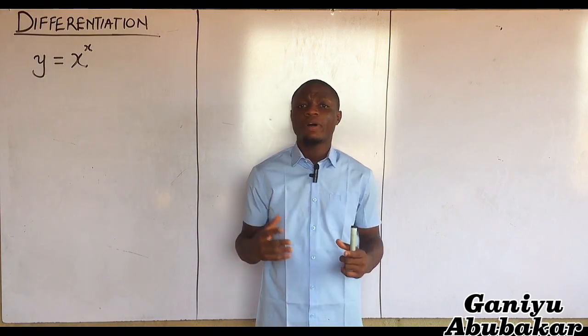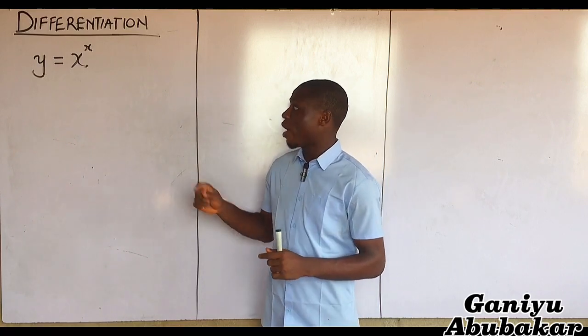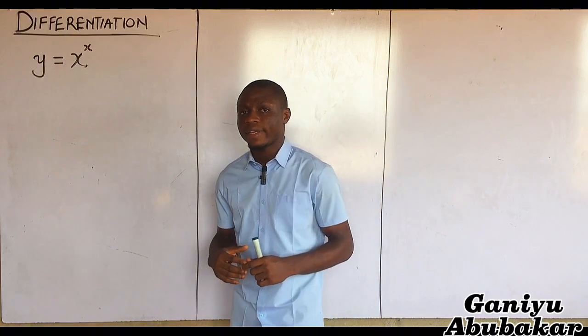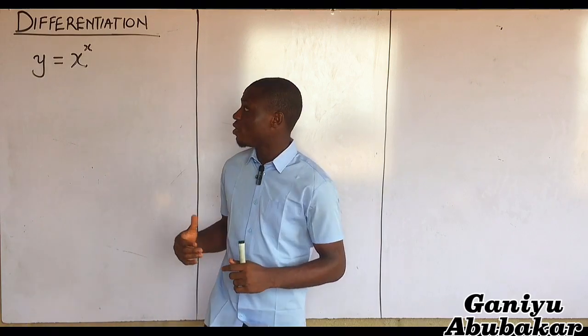For today, we're trying to perform a differentiation of this function here. So I have that y is equal to x to power x. What do you do in this case here? What's the first task? How do you solve this?